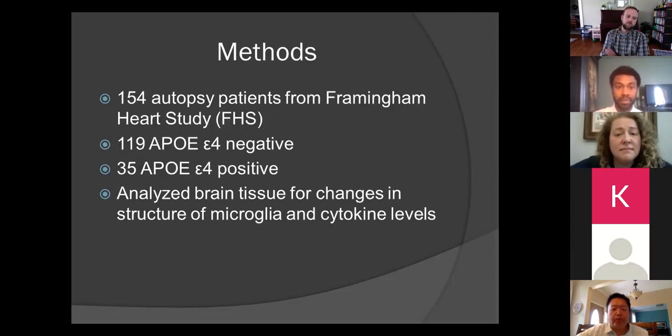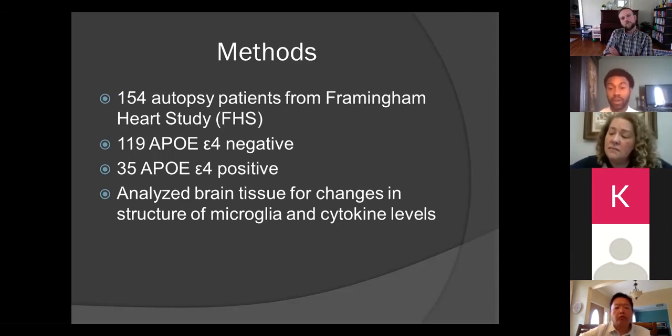Now moving to the methods. There were 154 autopsy patients from the Framingham Heart Study, 119 APOE epsilon 4 negative and 35 APOE epsilon 4 positive. What they did was analyze the brain tissue for changes in the microglia and the cytokine levels.